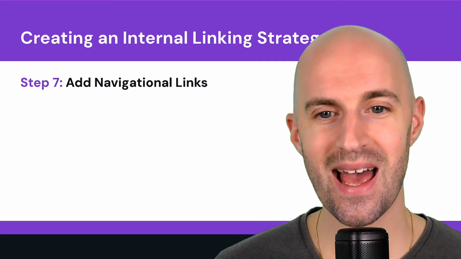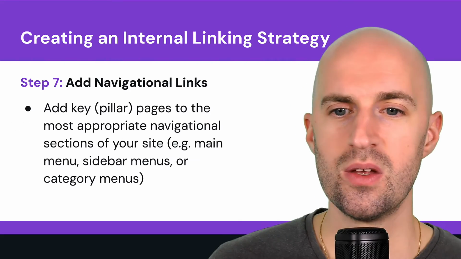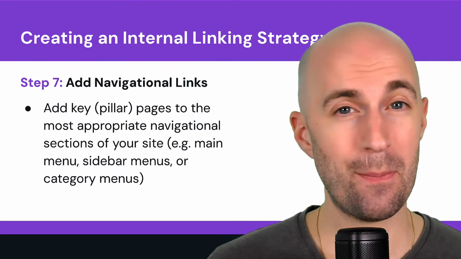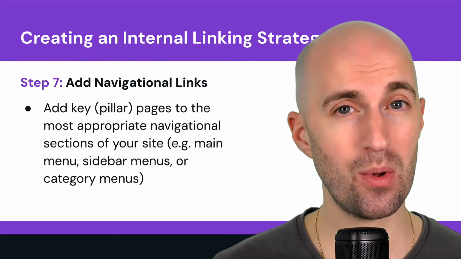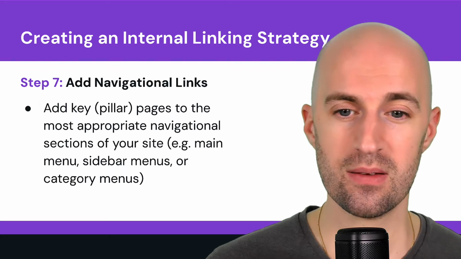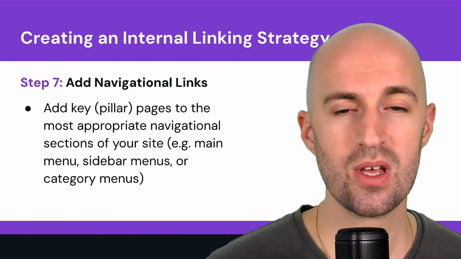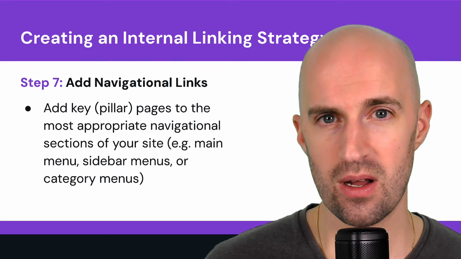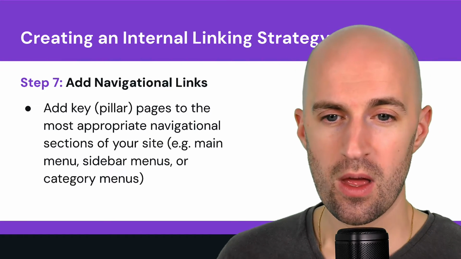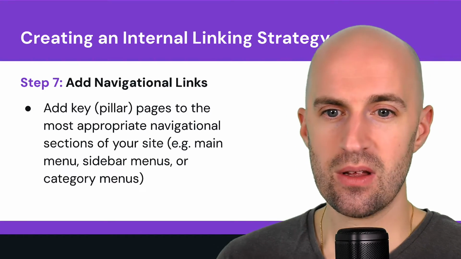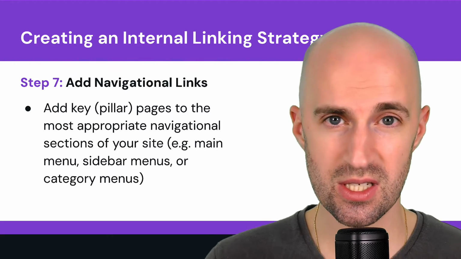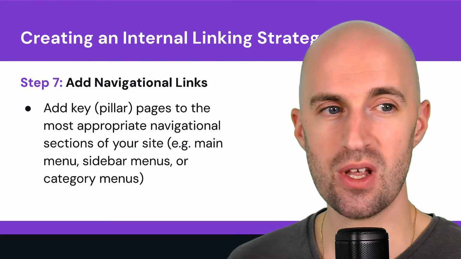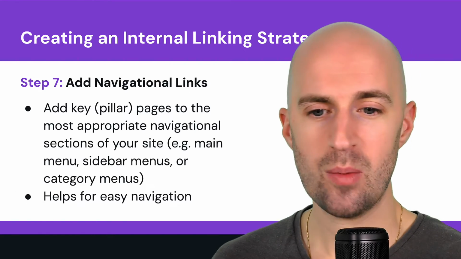Step 7 is to add navigational links. So add the key or the pillar pages to the most appropriate navigational sections of your site. For example, the main menu, specific sidebar menus that are relevant, or category level menus if they're, let's say, subcategories. So this is where you would add these important pages, because you want your users and search engines to discover these as the most important pages on your site. So this also helps with easy navigation.